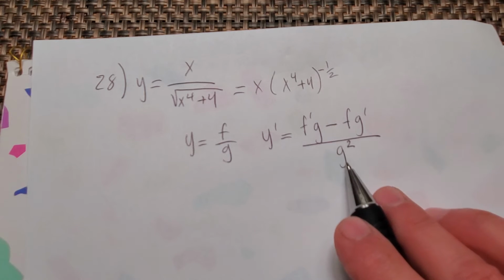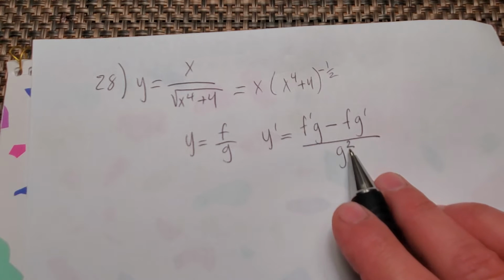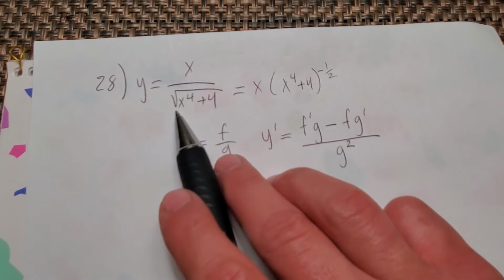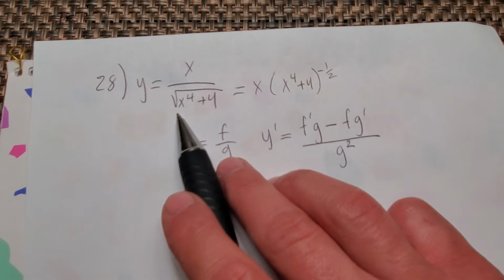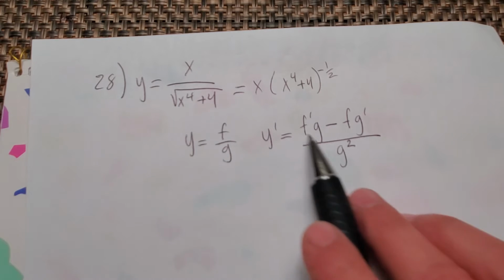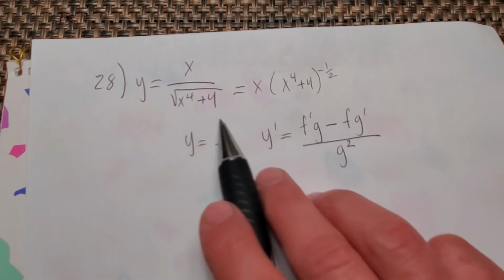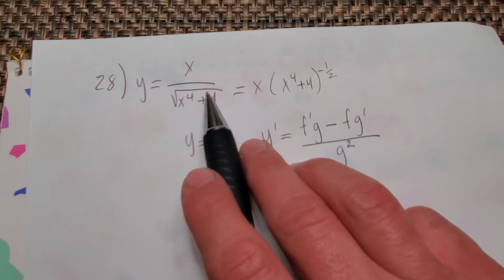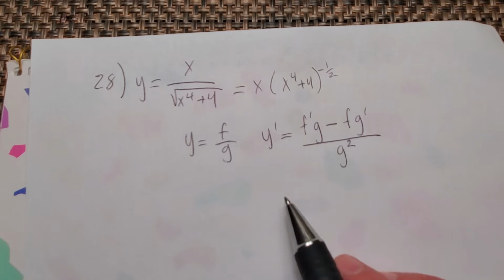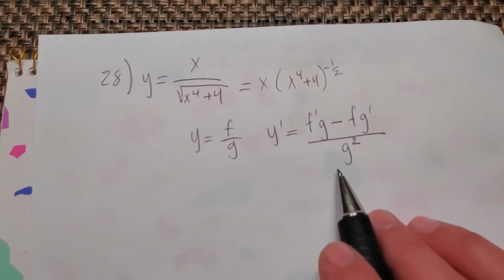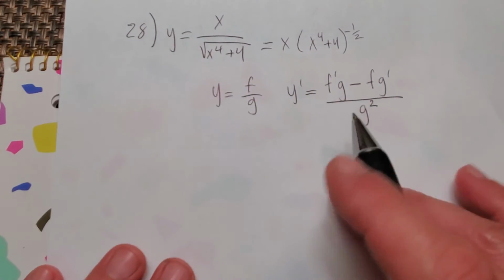Notice that when we use the quotient rule, we take the denominator and square it. Well, our denominator just so happens to be a square root. So to me, it makes sense to use the quotient rule because this to the second power is going to cancel out this square root, and it's going to help me with my simplification. So I am going to use the quotient rule. So let's get started.